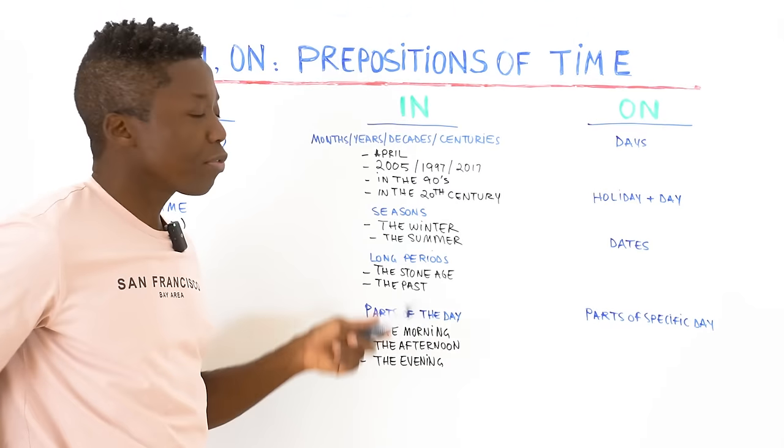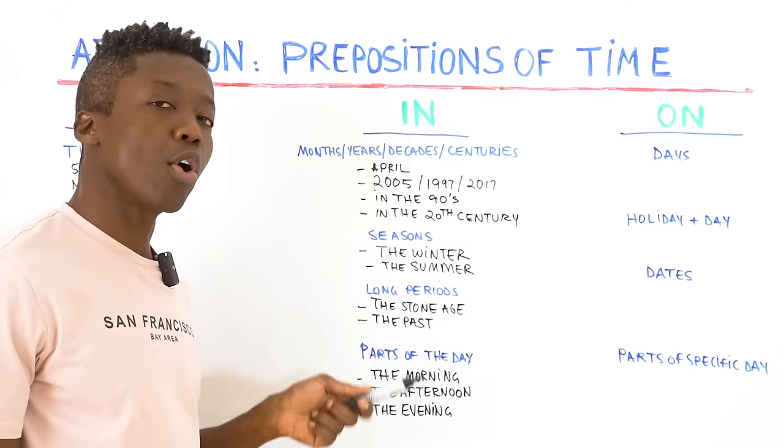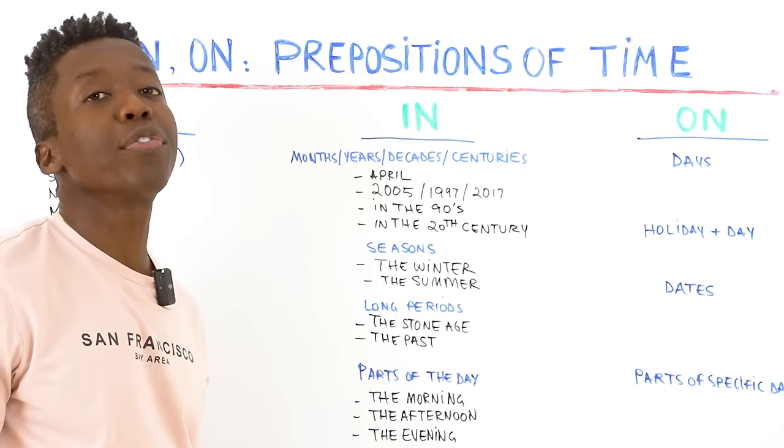So, we have the preposition in for months, years, decades, centuries, seasons, long periods, and parts of the day.